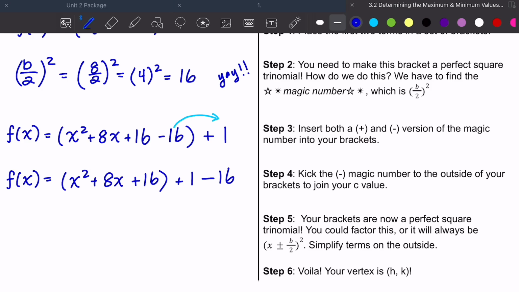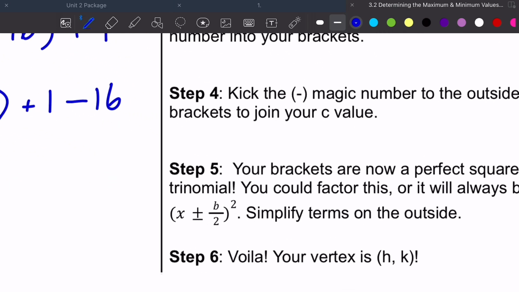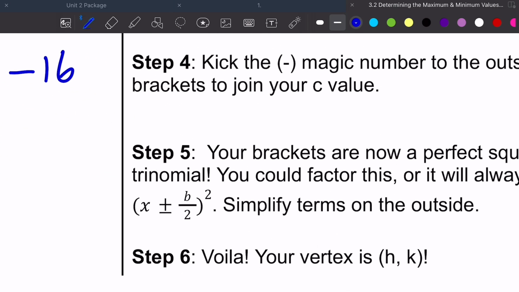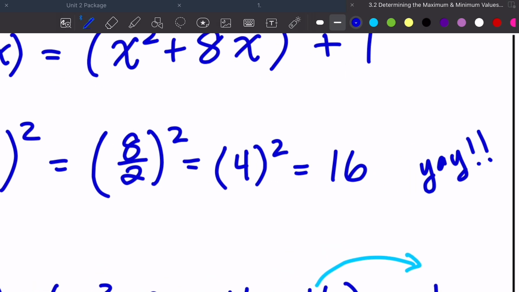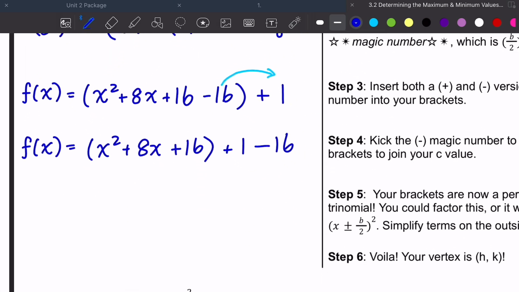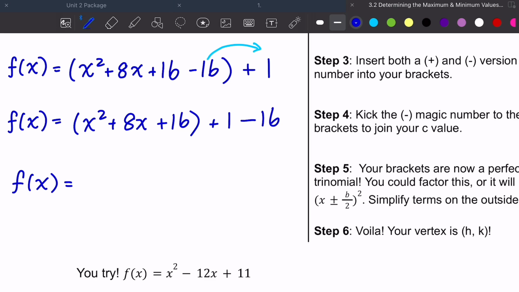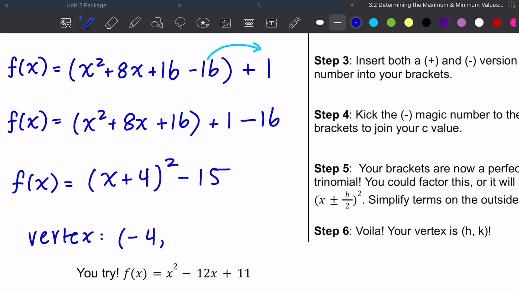And this is a perfect square trinomial now. If you were to do product and sum, you would come across two numbers that are a pair, like 2 and 2, 5 and 5, negative 4, negative 4. It will always be whatever b over 2 was. B over 2 is 4. So we know that this is going to be x plus 4 squared, and then 1 minus 16 is negative 15. So our vertex is at negative 4, negative 15.